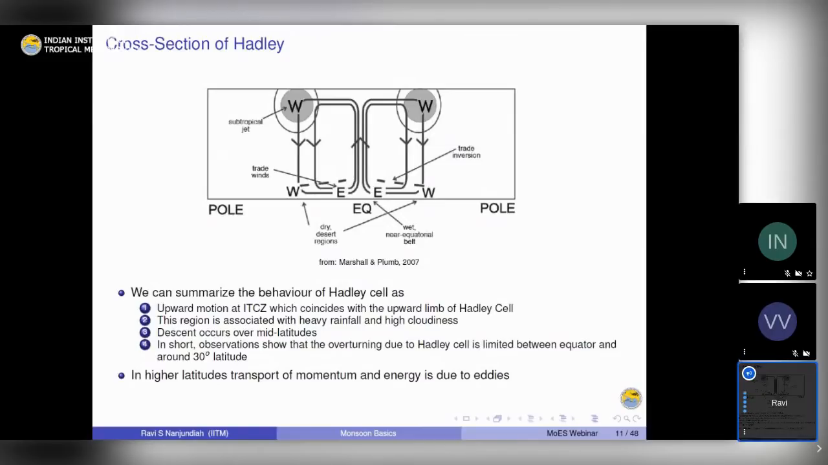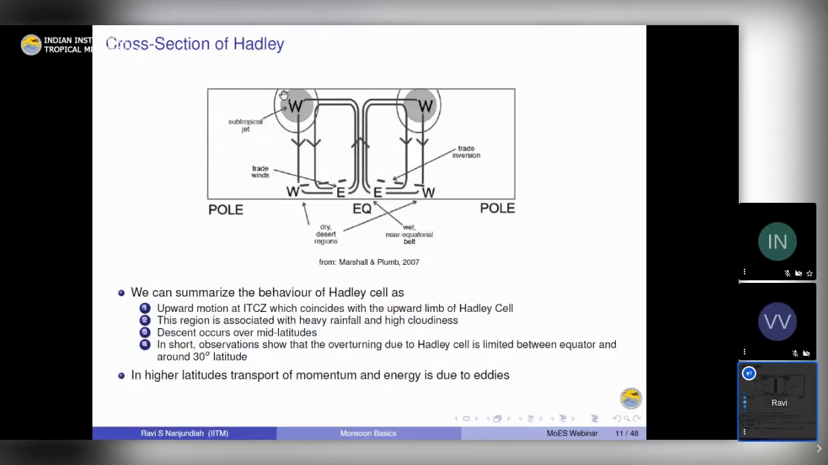And if you look at the schematic picture, close to the equator, which is where it is in most parts of the world, you have this upward motion happening, and that's where you have a lot of cloudiness and rainfall occurring. And then when the air goes up, it moves towards the higher latitudes and then descends in these regions, which are the dry desert regions. This is the region where you have a lot of rainfall, and this is the region where you have very little rainfall, which is where we have the desert.